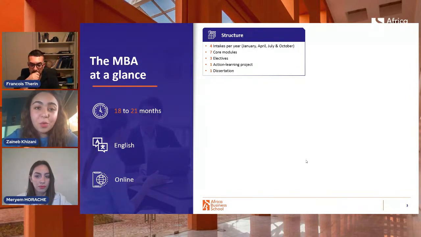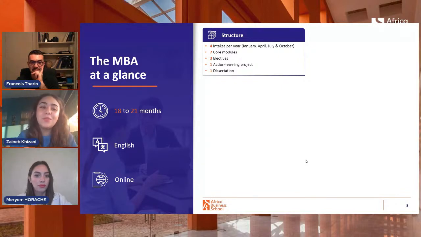For the structure of the program, you have to keep in mind that when designing the program, we have tried to be as flexible as possible, and this will be reflected on many of the choices we've made. So the first choice being that we have 4 intakes per year, in January, April, July, and October. And this offers you the opportunity to join the program multiple times a year.